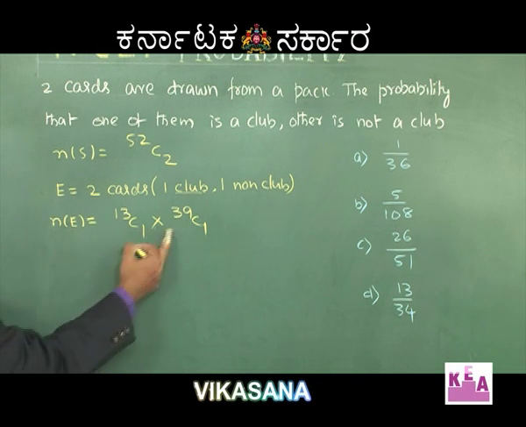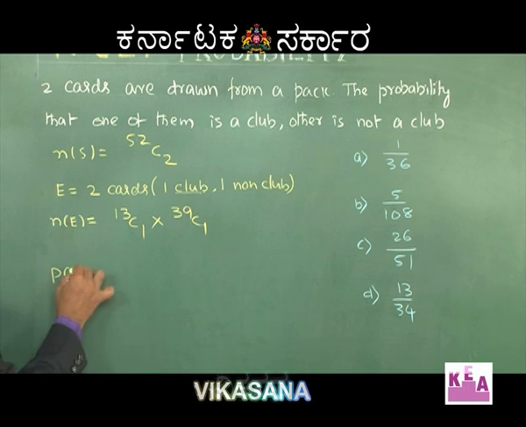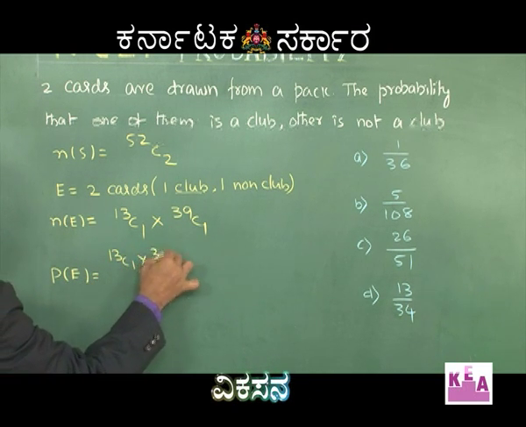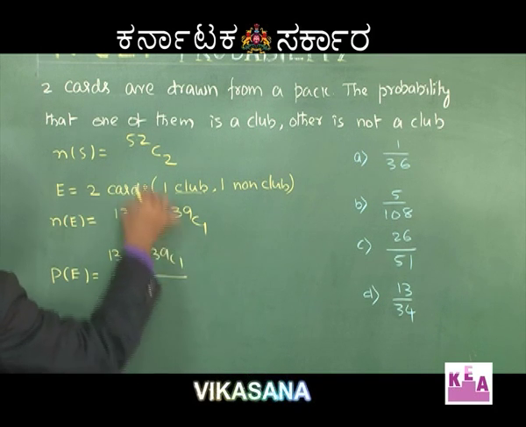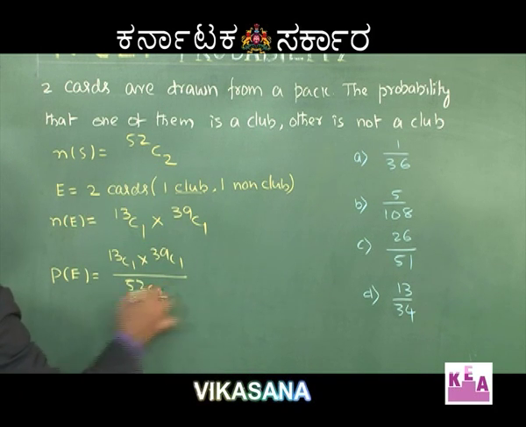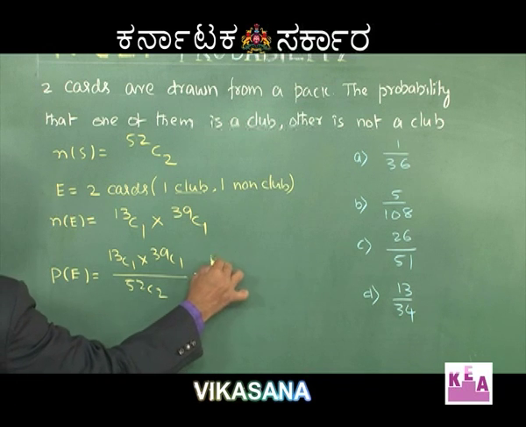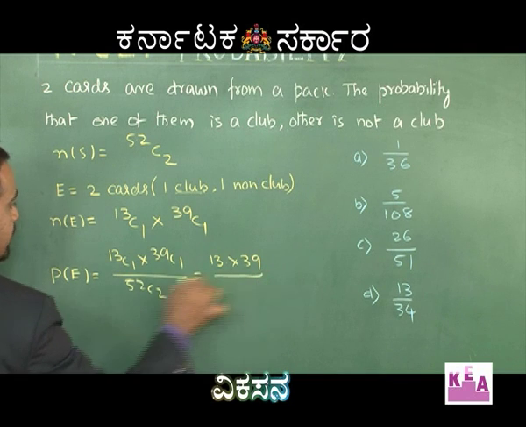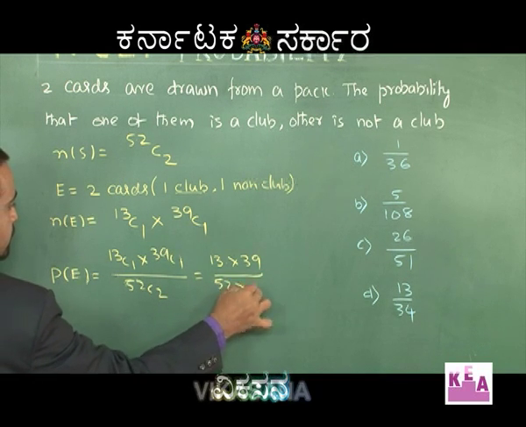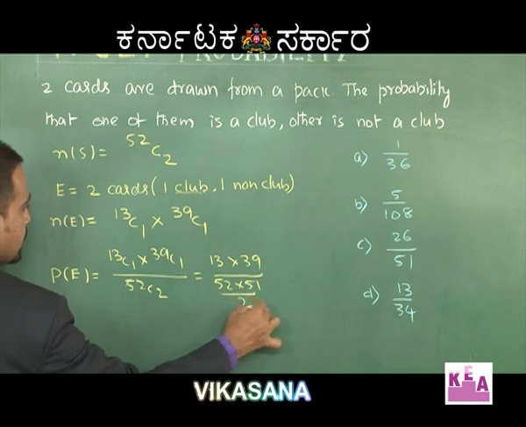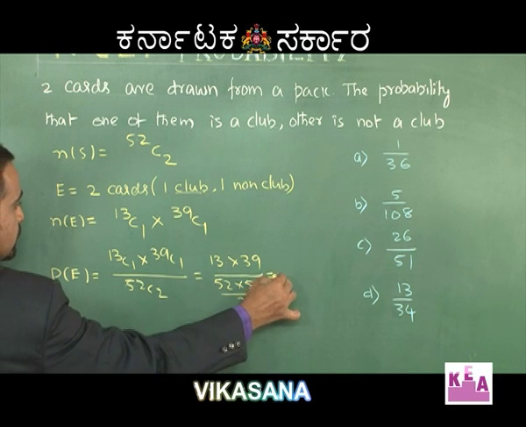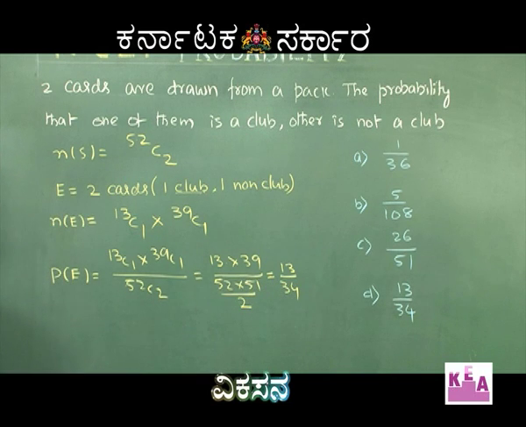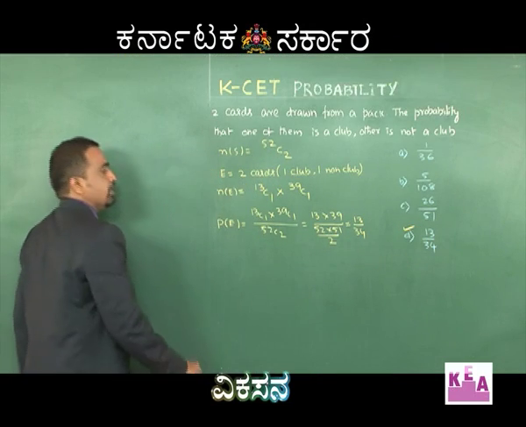This is favorable cases. Now, the probability of this event is 13C1 into 39C1 divided by 52C2. This is 13 into 39 divided by 52C2, that is 52 into 51 by 2. On simplification, you will get 13 by 34. Therefore, D is the correct option.